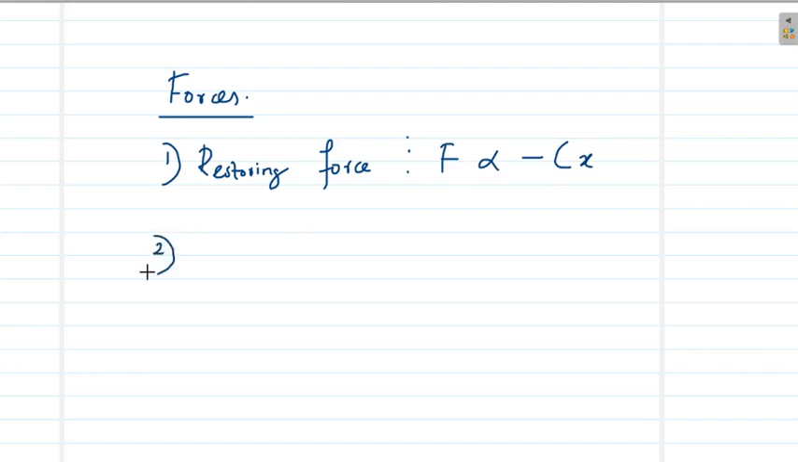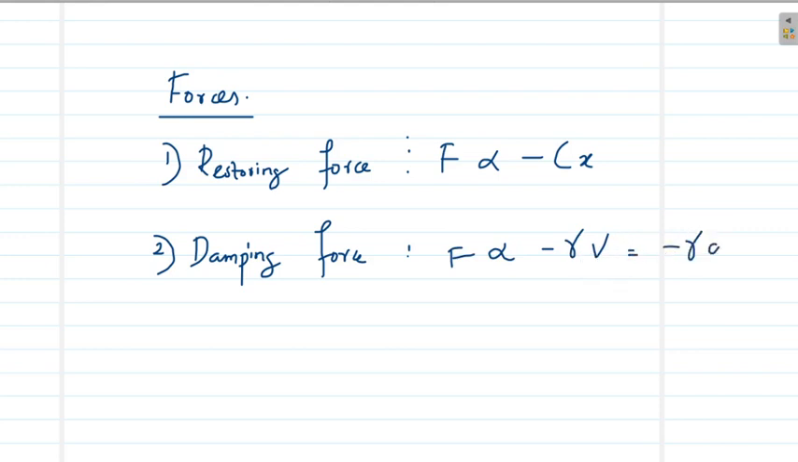And if the system is under some sort of damping, there will be a damping force. The damping force is proportional to minus gamma v, or velocity, which is equal to minus gamma into dx by dt.